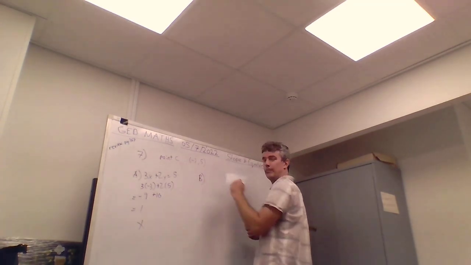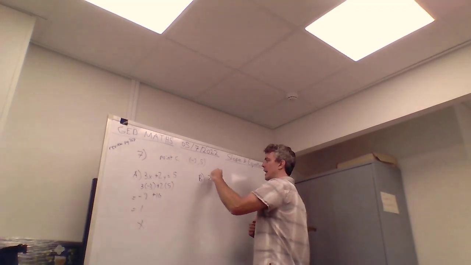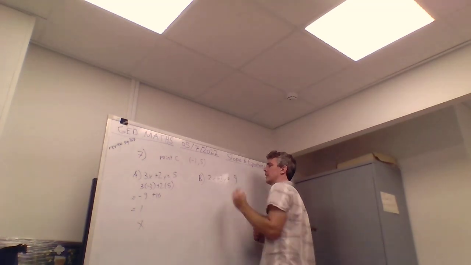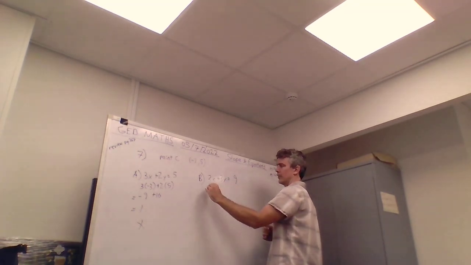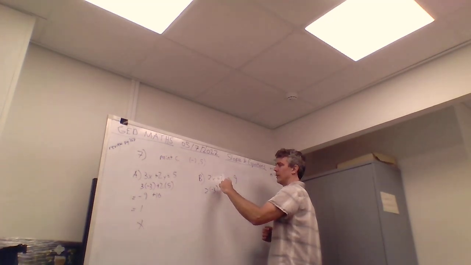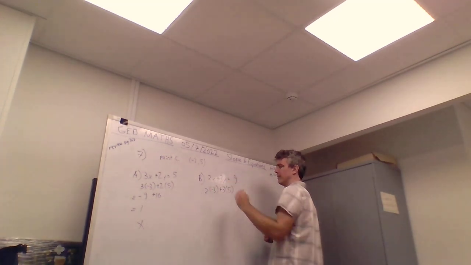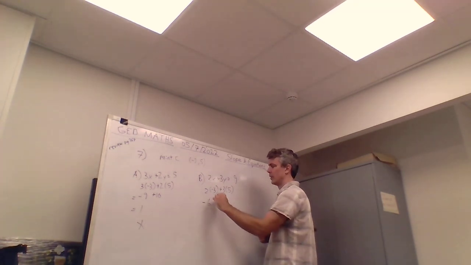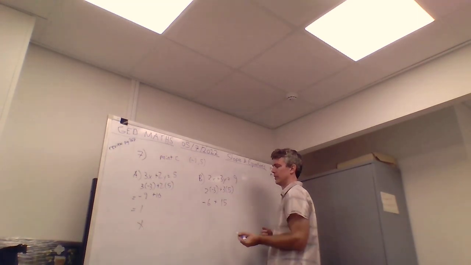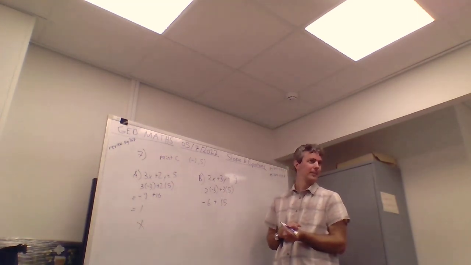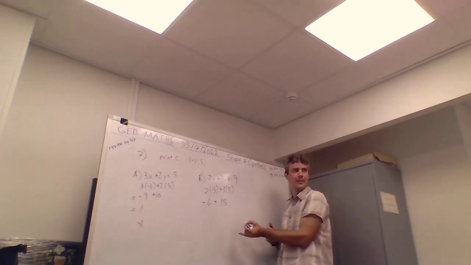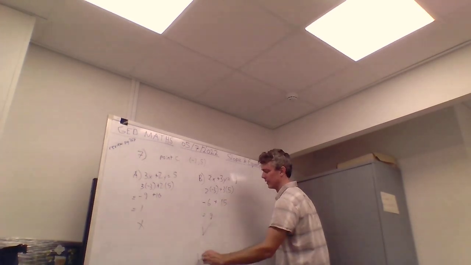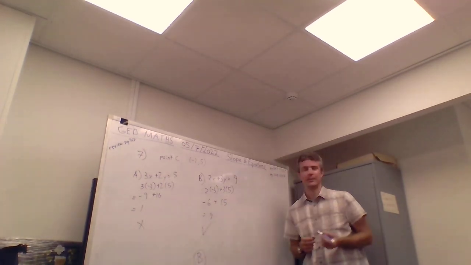What's the equation for B? 2x plus 3y equals 9. Okay. And again, we plug it in, right? So 2 times -3 plus 3 times 5. Minus 6 plus 15. It does equal 9. Minus 6 plus 15 equals 9. Correct. So B. We don't need to go on.